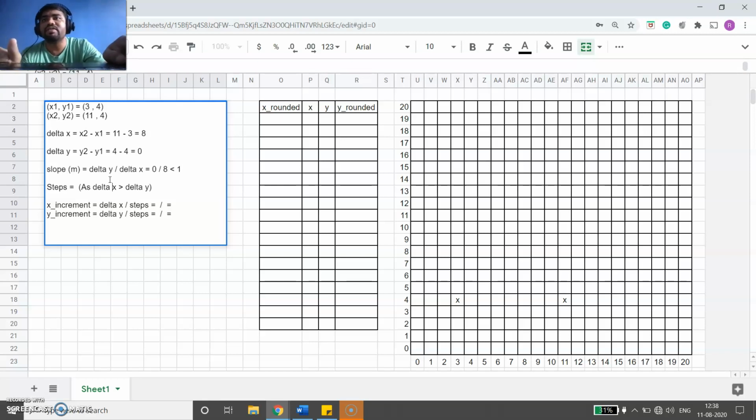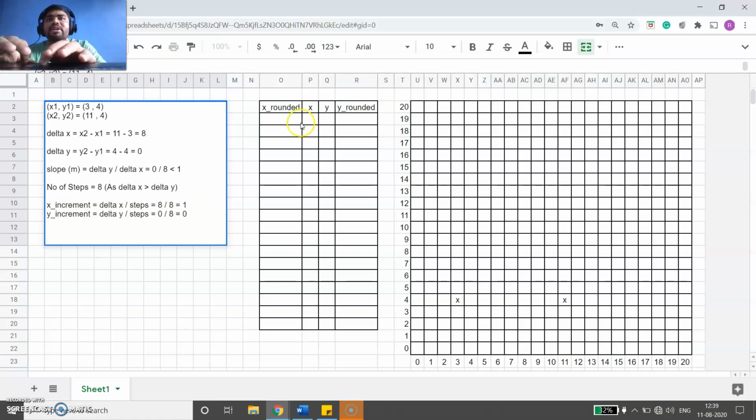We know that delta x is greater than delta y, so the number of steps is dependent on delta x. What is delta x? That is 8. So the number of steps taken would be 8. Let's find the x increment and y increment. X increment is delta x by steps, that is 8 by 8, which comes out to be 1. For y increment, it's 0 divided by 8, and that comes to 0.